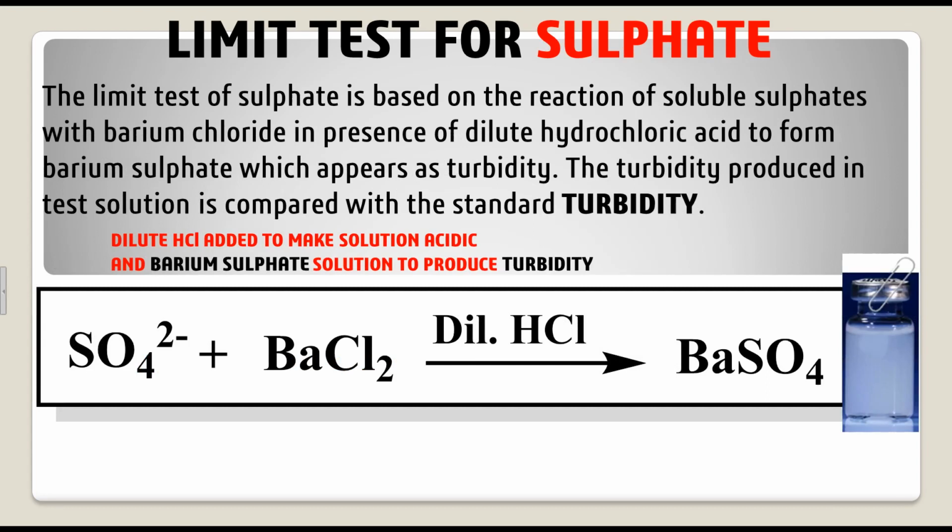If it is a chloride limit test, the end product is opalescence. If it is a sulphate limit test, the end product is turbidity. How can we compare? Already I said in the limit test of chloride, we have to compare with the standard one based on the opalescence; here for sulphate, based on the turbidity, more than or less than. If it is more than the standard, test fails. If it is less than the standard, test passes.